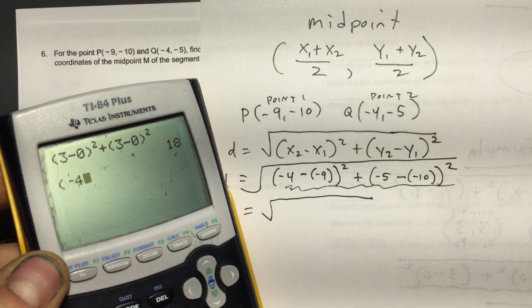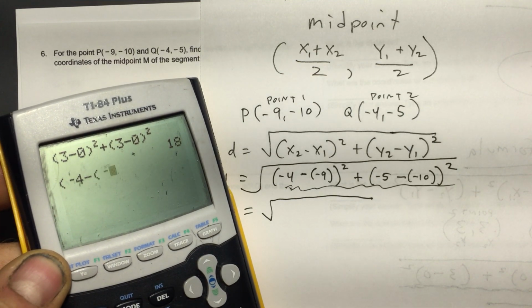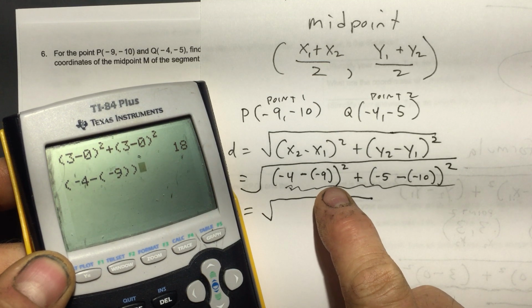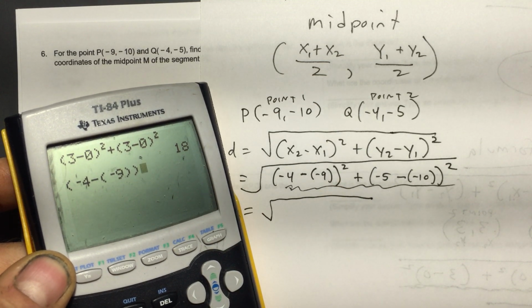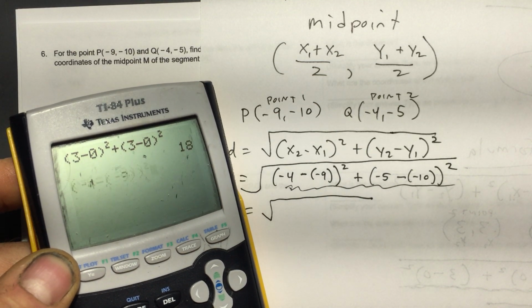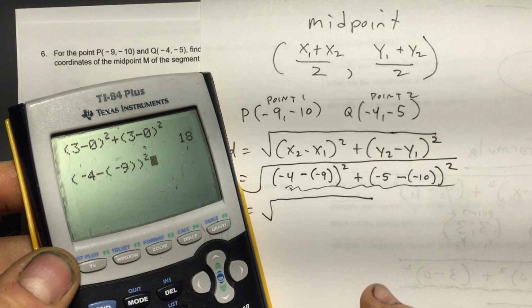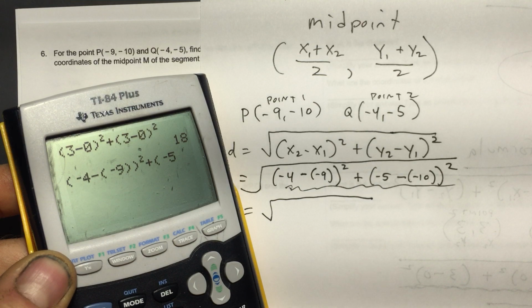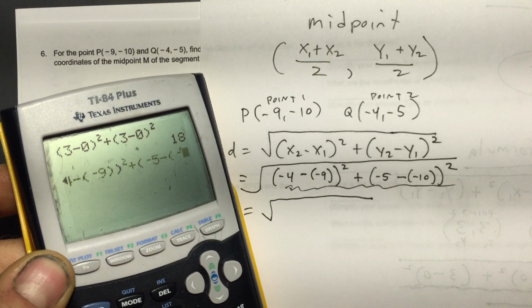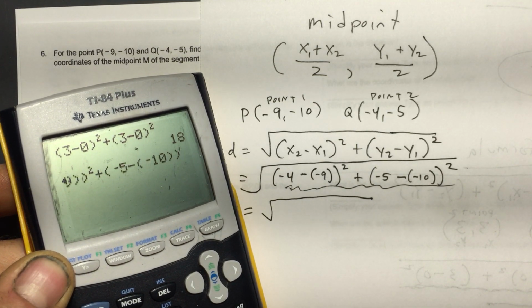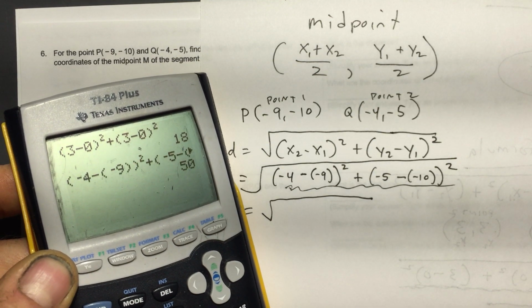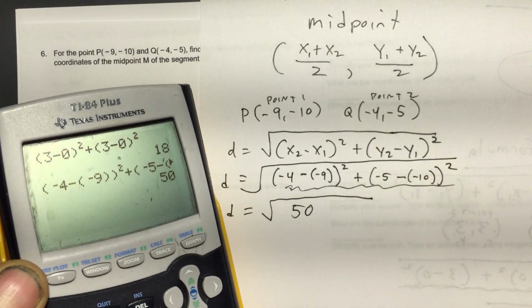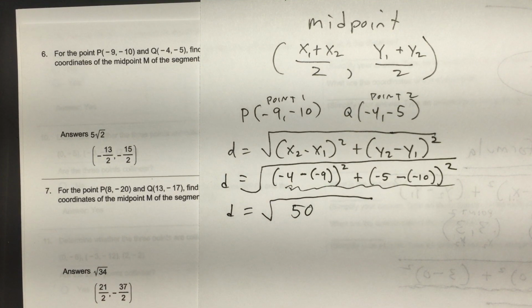All right, I got -4 minus and a -9. Don't forget this second parenthesis here. And then it's squared. Okay, and then plus, and then I got -5 minus, and then in parentheses I got -10, double parenthesis there, and it's squared. Okay, 50. All right, so the distance is radical 50.